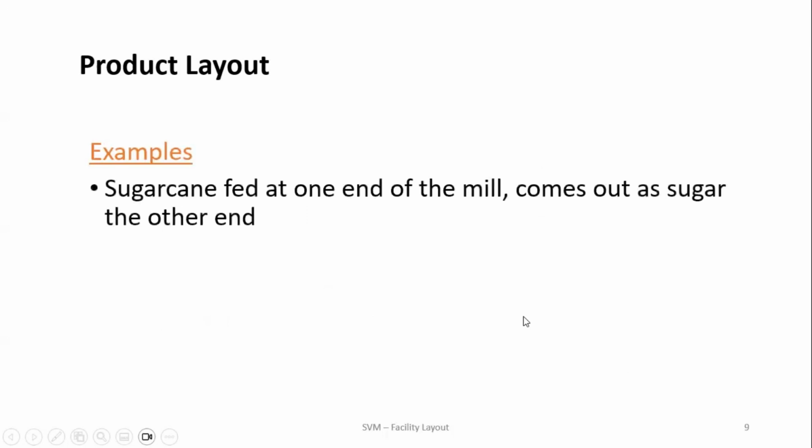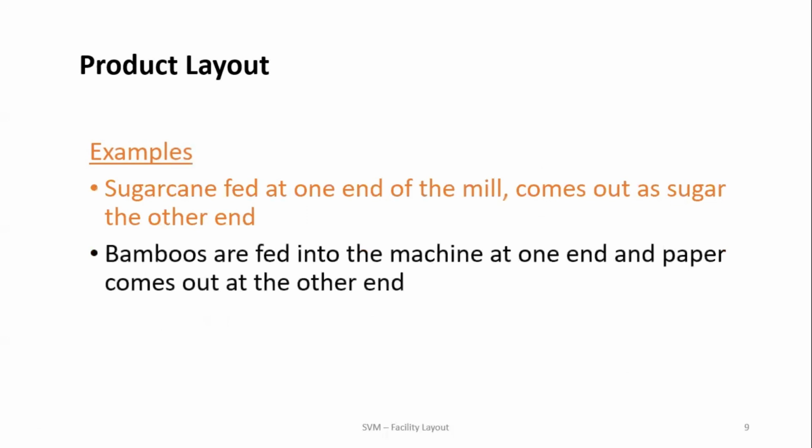Some examples: sugarcane fed at one end of the mill comes out as sugar at the other end. Bamboos are fed into the machine at one end and paper comes out at the other end.